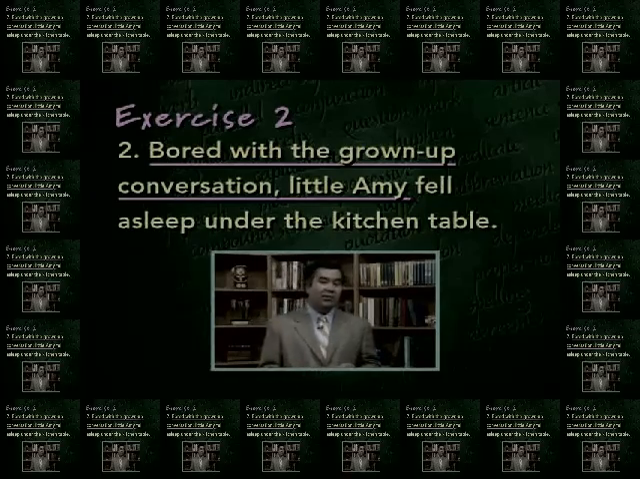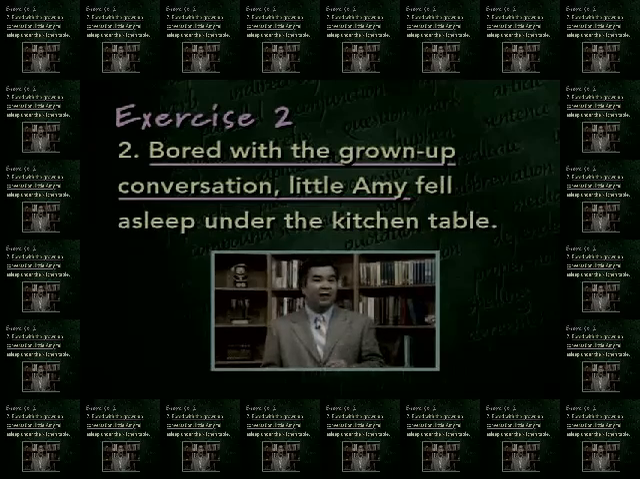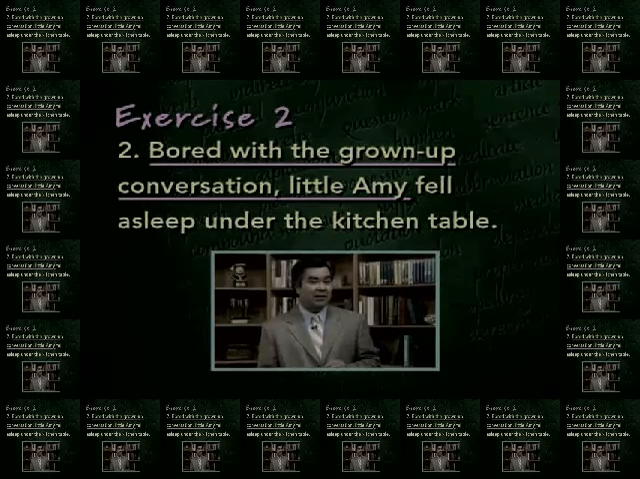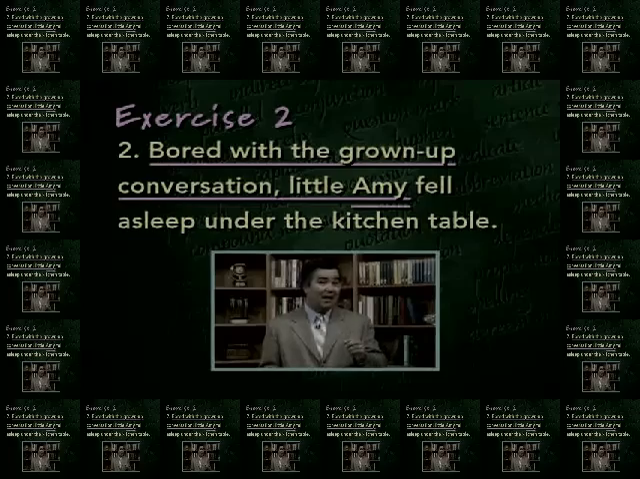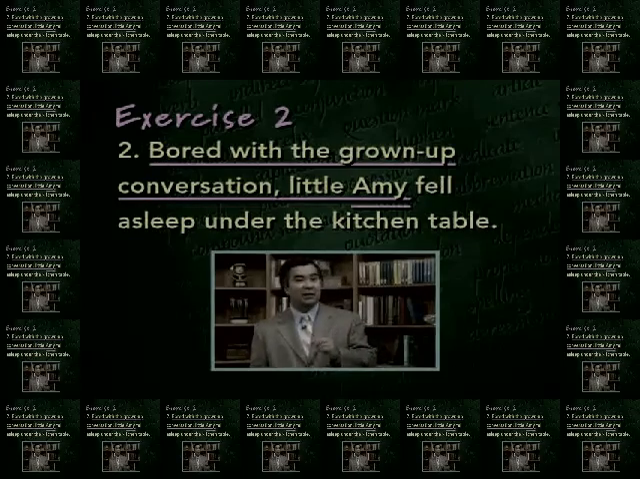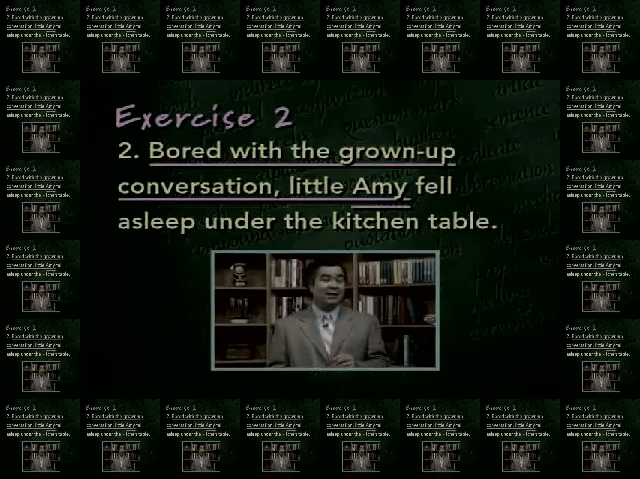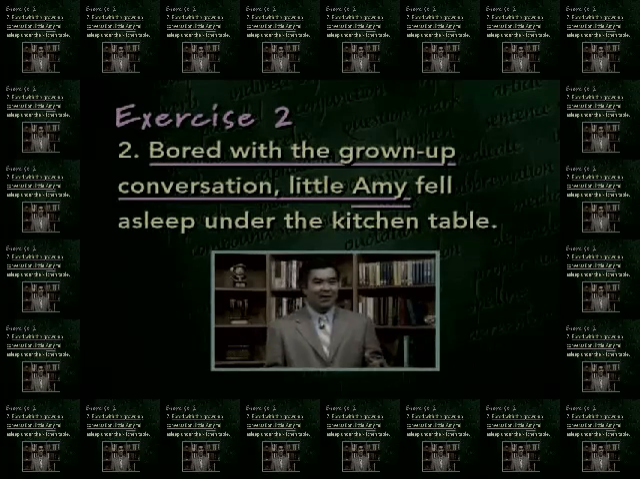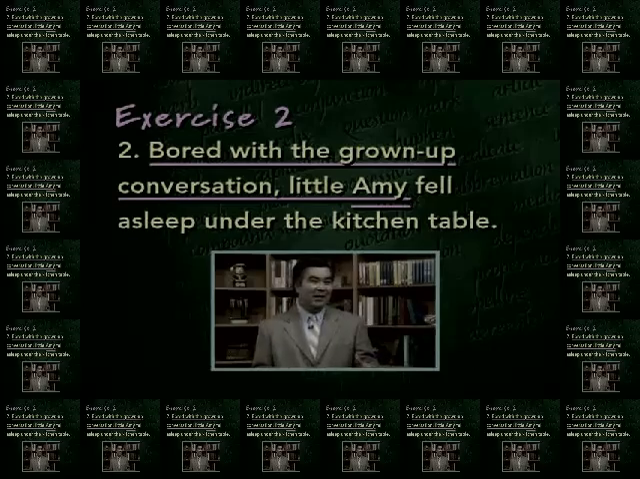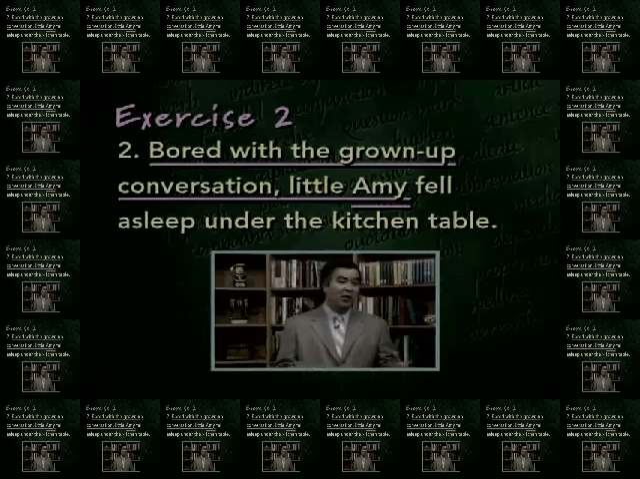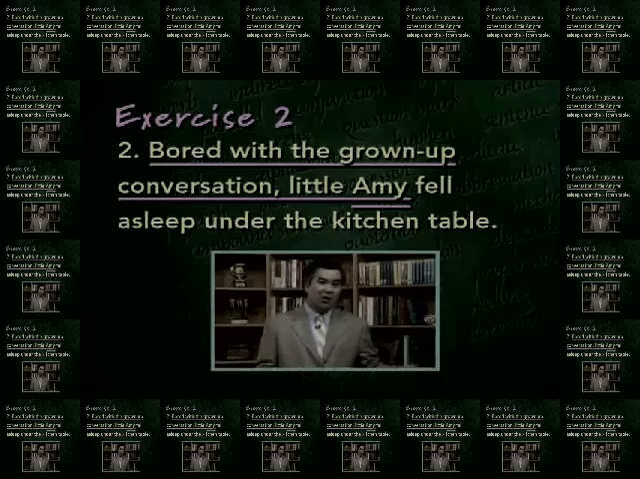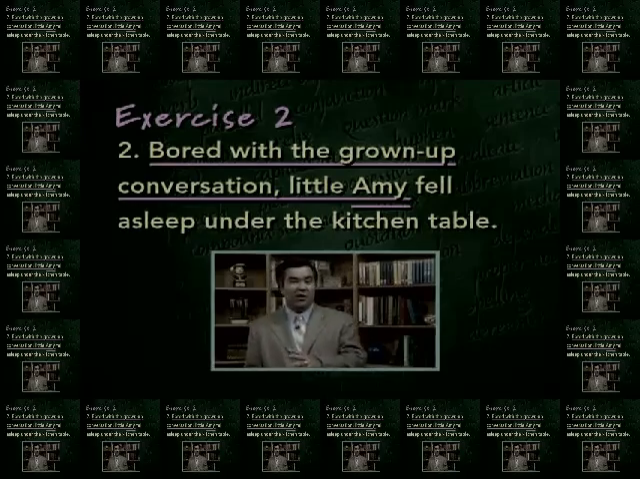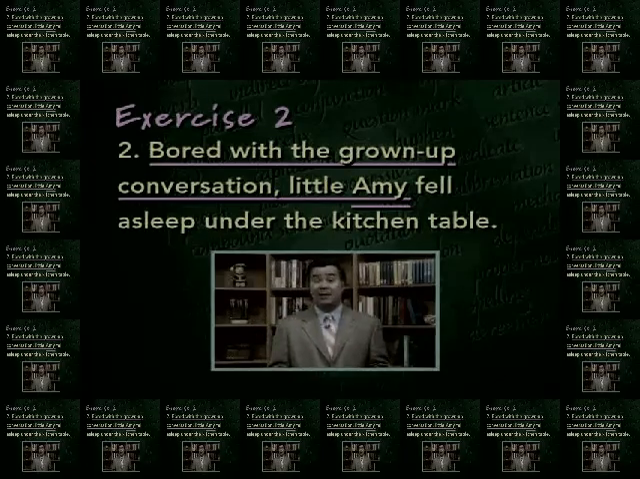All of that describes what the sentence is about, or in this case, who the sentence is about. What's the single most important word here? Did you identify one word as the simple subject? The answer is Amy. Amy is the simple subject. That's basically what the sentence is about. All the other words here give us more information about Amy. The other words tell us that Amy is little and that she was bored with the grown-up conversation. So all those other words give more information about the simple subject, Amy.